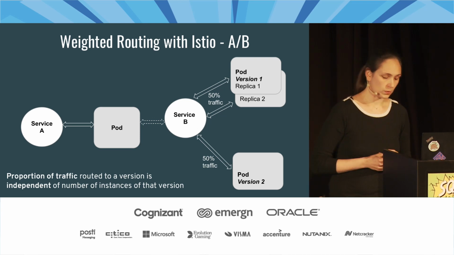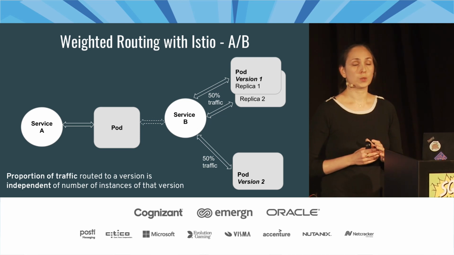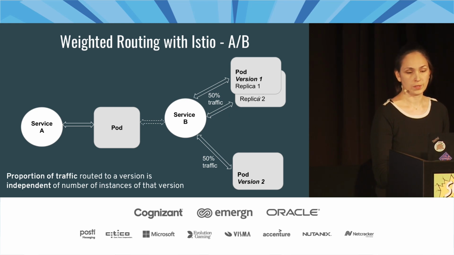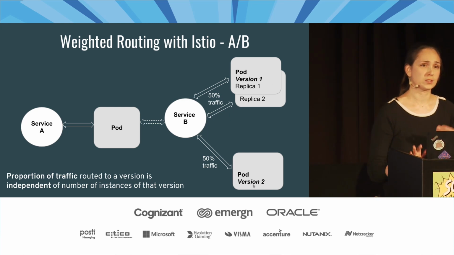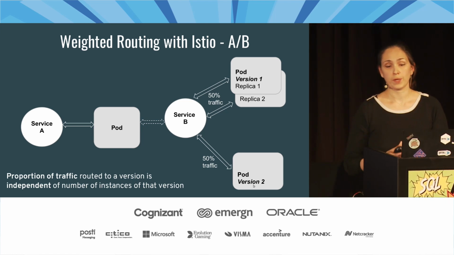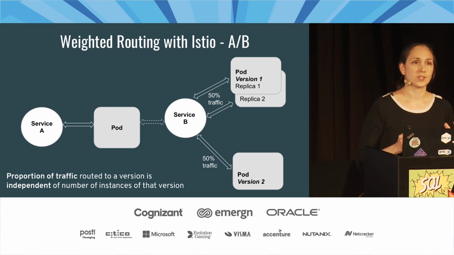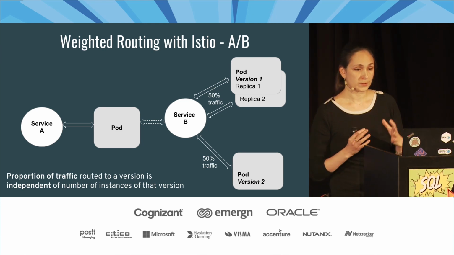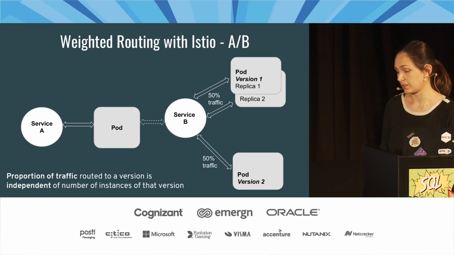And this is interesting because the proportion of the traffic is also completely independent of the number of replicas that I have here and here, which is something that's not done in Kubernetes. Now, of course, we have to be very careful. We have 1 replica. We cannot send too much traffic there because it's not going to handle it based on its capacity. But still, the flexibility is very nice here.